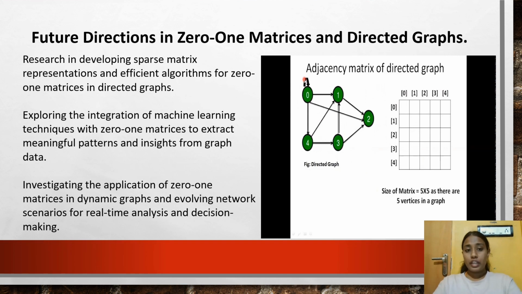Next is future directions in zero-one matrix and directed graphs. Research in developing sparse matrix representations and efficient algorithms for zero-one matrices in directed graphs. There is research in developing fast matrix algorithms, then exploring the integration of machine learning techniques with zero-one matrices to extract meaningful patterns and insights from graph data, and investigating the applications of zero-one matrices in dynamic graphs and evolving network scenarios for real-time analysis and decision making.